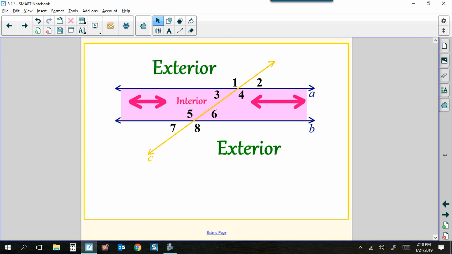Line C, if you look, this is going to be a vocabulary word. Line C, you can see, is intersecting both lines A and B. This is called a transversal, when you have a line intersecting two or more lines.